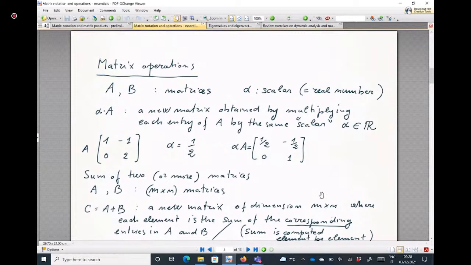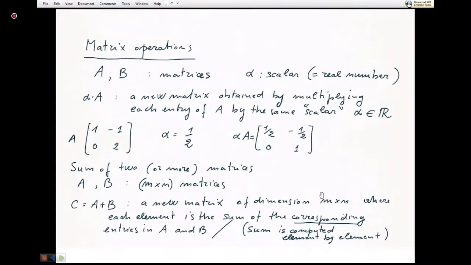This is an example. What about the sum of 2 matrices? Of course, 2 matrices can be summed up with one another if they have the same structure, same number of rows, same number of columns, and the result is a matrix that in each position has the sum of the corresponding elements. So it's really easy. The sum is computed element by element.